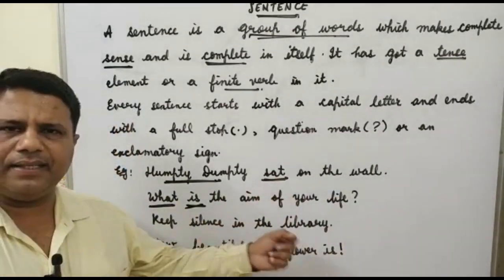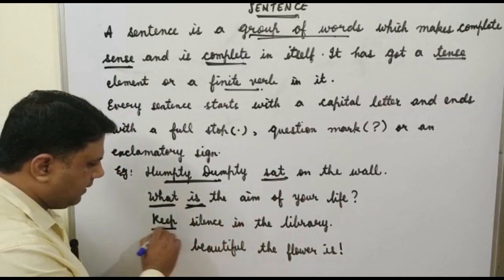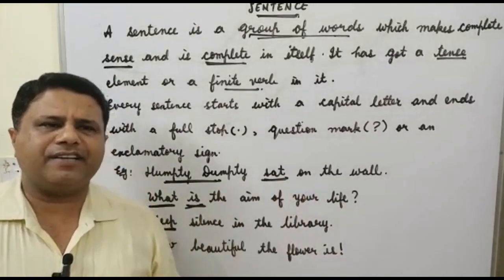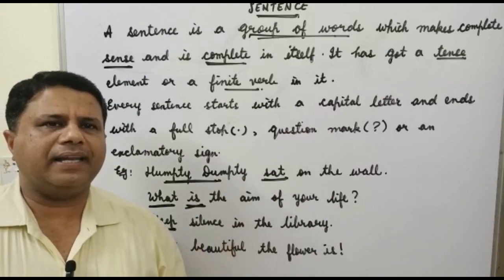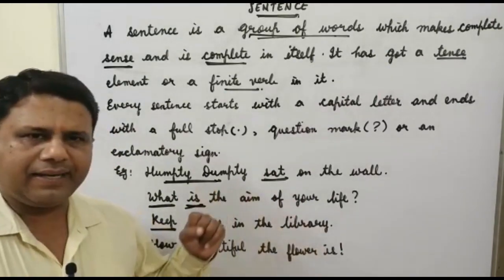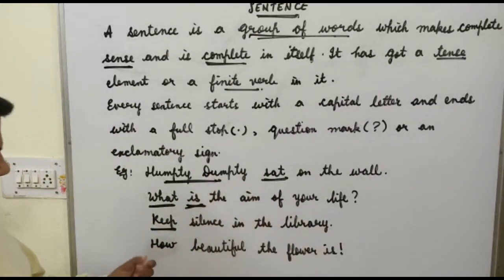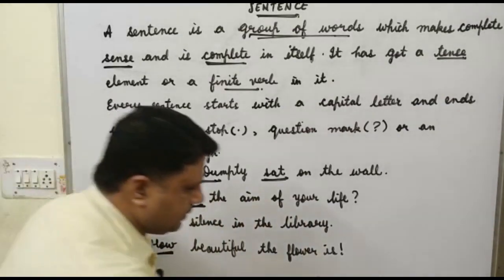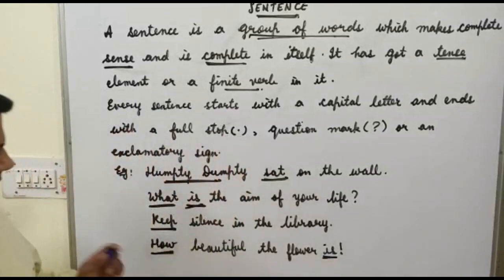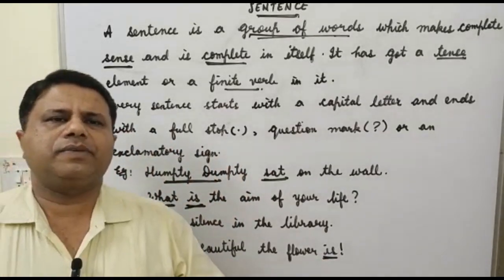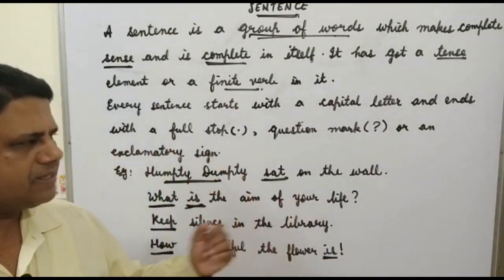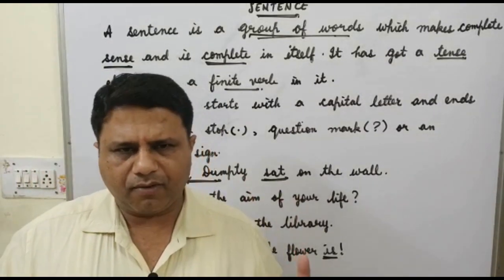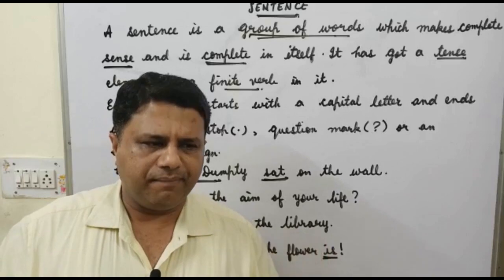Then, keep silence in the library. Keep is the verb. So here the subject is missing, but it is understood that you should keep silence in the library, and it is ending with a full stop. Then, how beautiful the flower is! Is is the verb here, and how starts with the capital letter. So these are the four examples which are ending with a full stop, question mark, or an exclamatory mark.